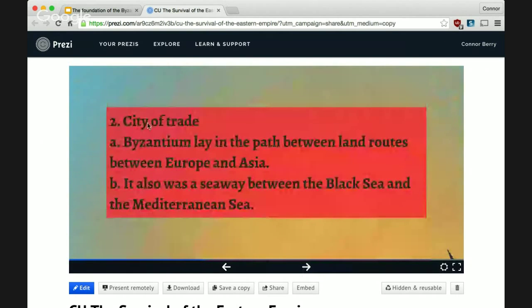Now here we go, city of trade, like I was saying. The trade is big because that strait was right there. It's right on the path between both the land routes between Europe and Asia and also the seaway between the Black Sea and the Mediterranean Sea. So it's right in the middle of all that trade, meaning everyone comes there, meaning the news can get in and out quickly. It's a big, important city.